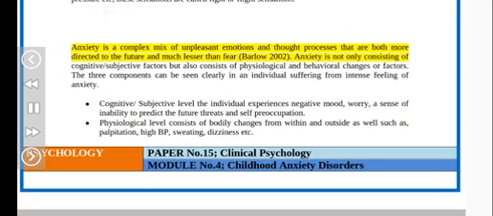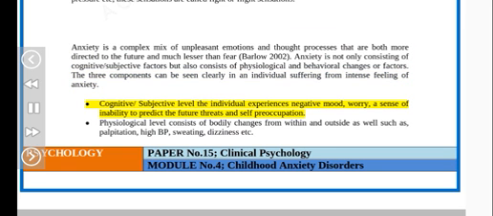Anxiety is a complex mix of unpleasant emotions and thought processes that are both more directed to the future and much lesser than fear. Barlow 2002. Anxiety is not only consisting of cognitive, subjective factors but also consists of physiological and behavioral changes or factors. The three components can be seen clearly in an individual suffering from intense feeling of anxiety.